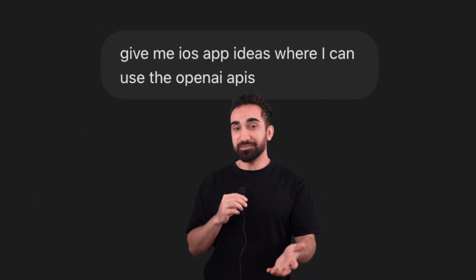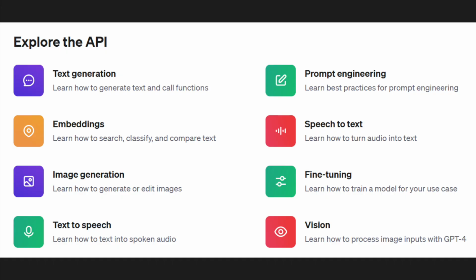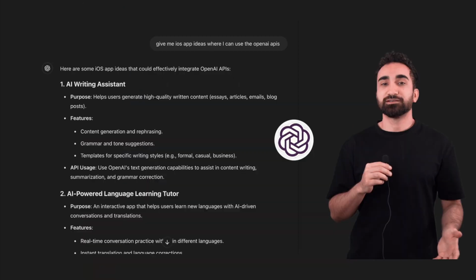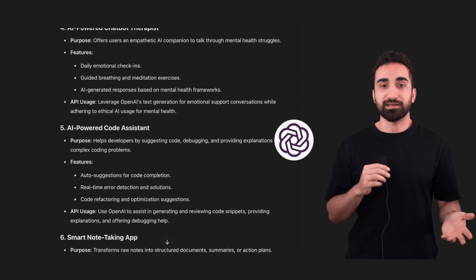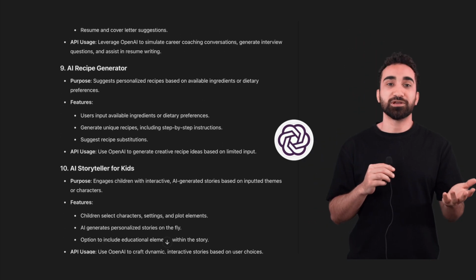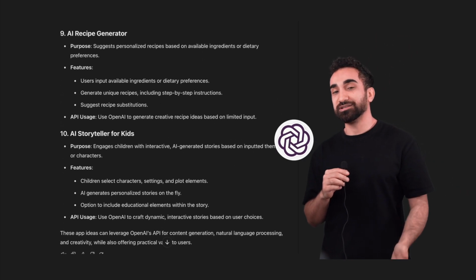First, I needed an idea, so I asked ChatGPT to give me app ideas, but not just simple app ideas. I wanted specifically app ideas that could use one of the APIs available for developers from OpenAI. Some of the available APIs are text generation, image generation, text-to-speech, vision, and a lot more. So it listed me a bunch of ideas like an AI writing assistant, an AI-powered language learning tutor, an AI recipe generator, and an AI storytelling for kids.